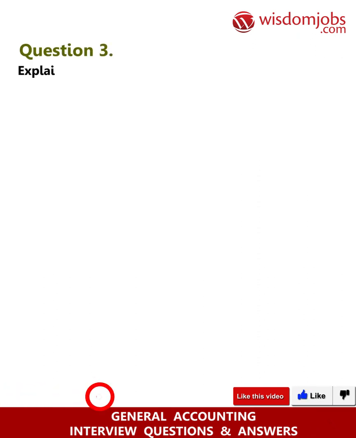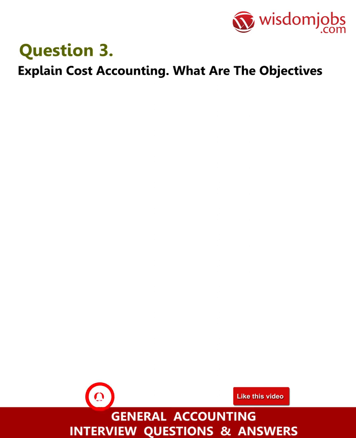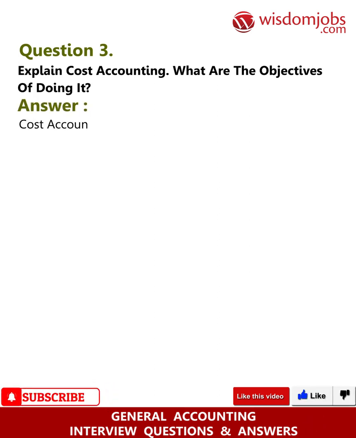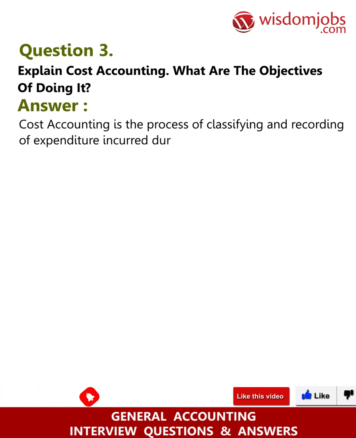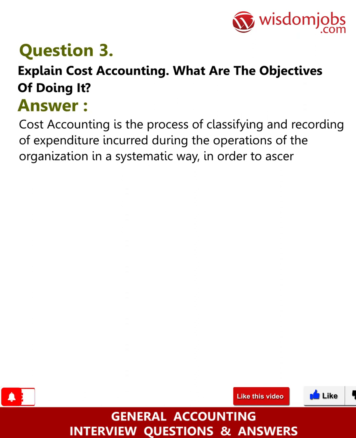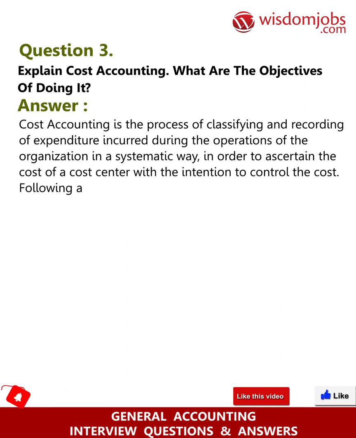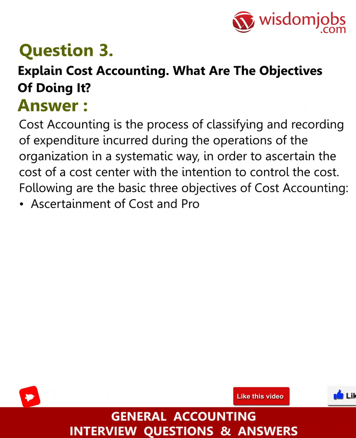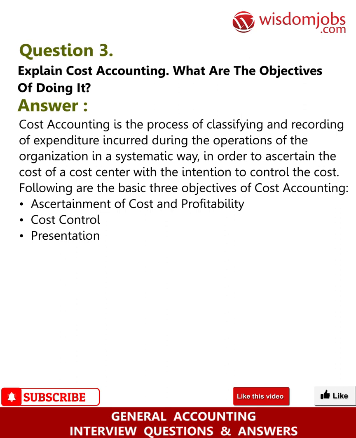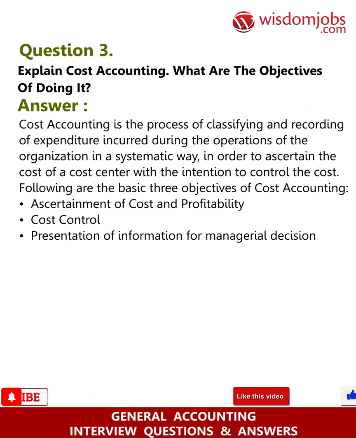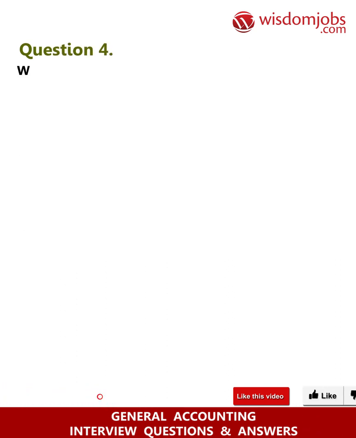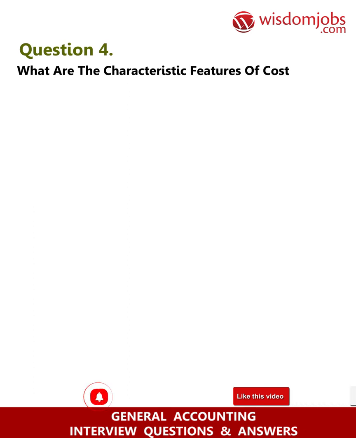Question 3. Explain cost accounting. What are the objectives of doing it? Answer. Cost accounting is the process of classifying and recording of expenditure incurred during the operations of the organization in a systematic way, in order to ascertain the cost of a cost center with the intention to control the cost. Following are the basic 3 objectives of cost accounting: ascertainment of cost and profitability, cost control, presentation of information for managerial decision-making.